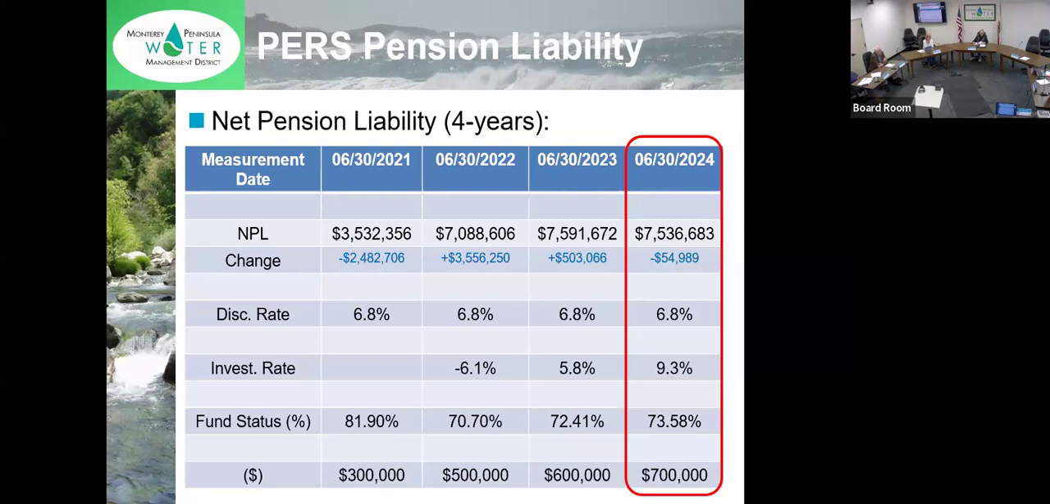Can I ask a question before you move on? Yeah. So the unfunded liability, I'm looking at the last column, is that a number that we just know and calculate, or are we paying on that somehow?